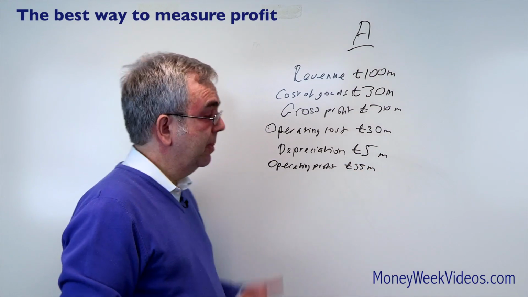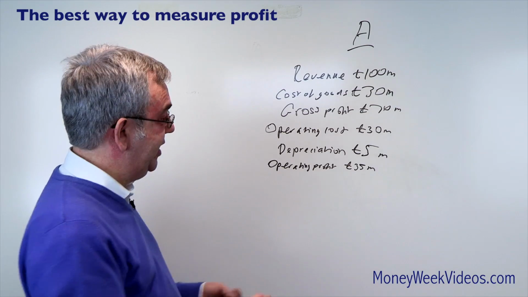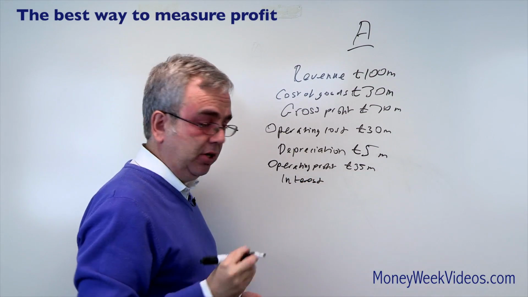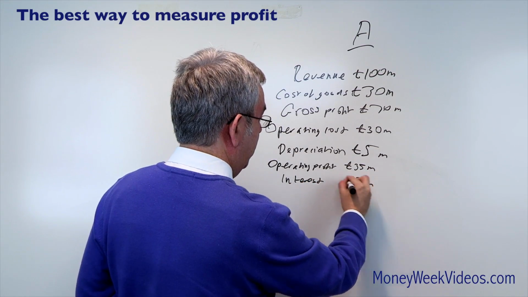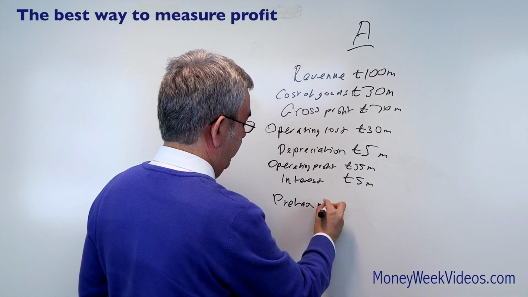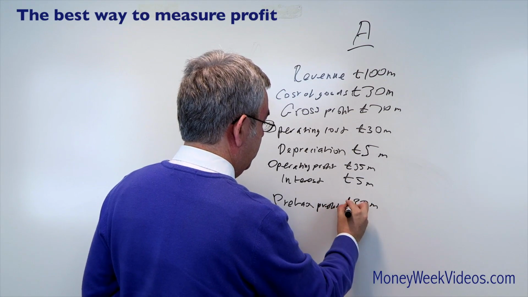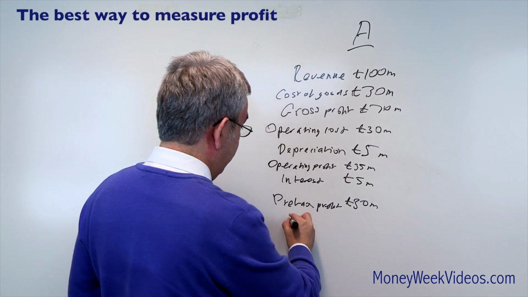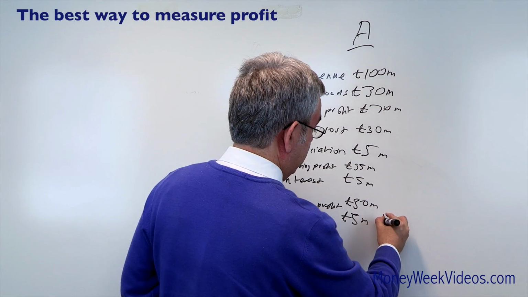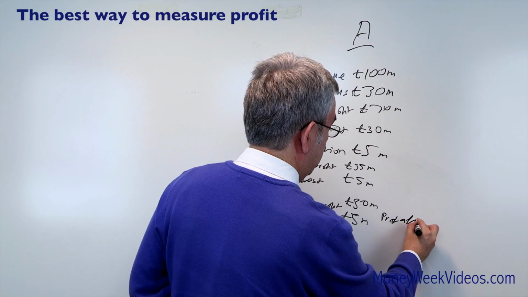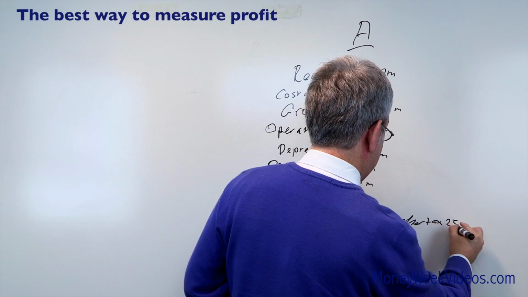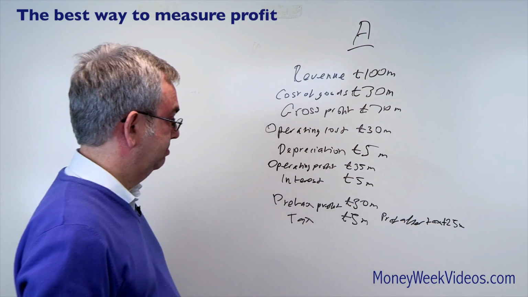£35 million. Now, you've probably also heard, often people talk about pre-tax profit. So we've then got interest payments on some debt the company has, so that's 5 million. So that then gives us pre-tax profit of 30 million. Then we've got some tax, 5 million. And then the after-tax profit is 25 million. So that sounds great.